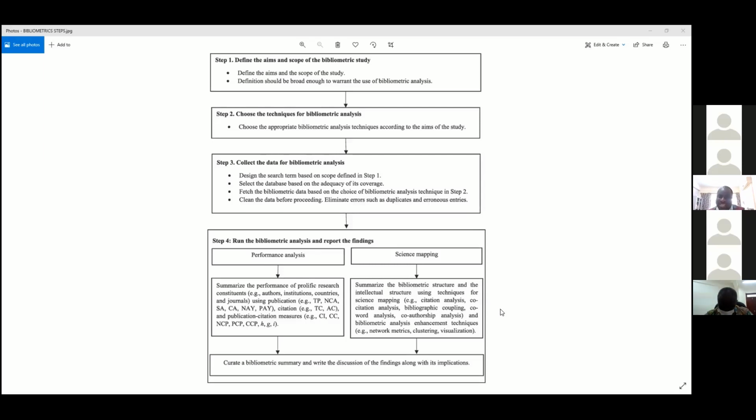So this is just an overview of undertaking the bibliometric analysis. I'm going on to the next one. Then after, I think we can invite questions.